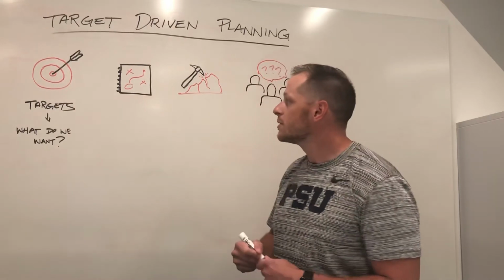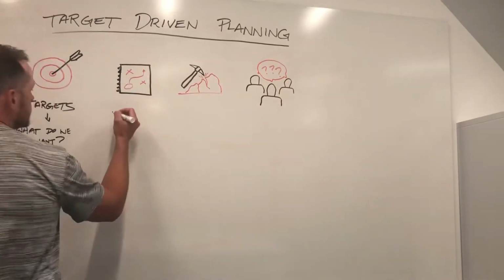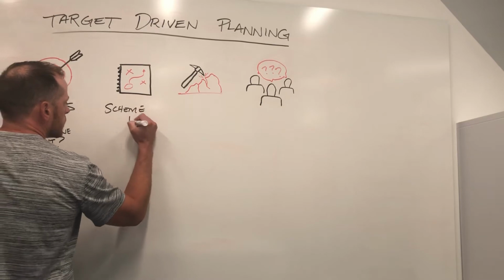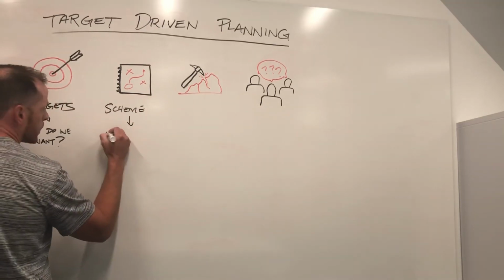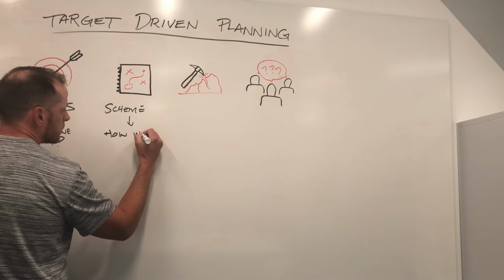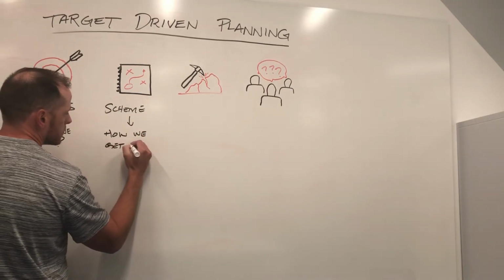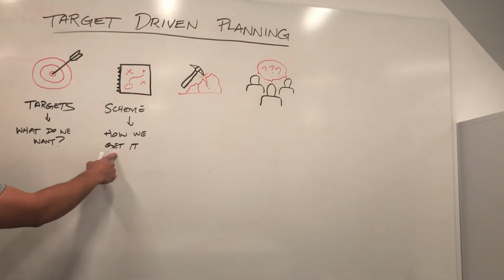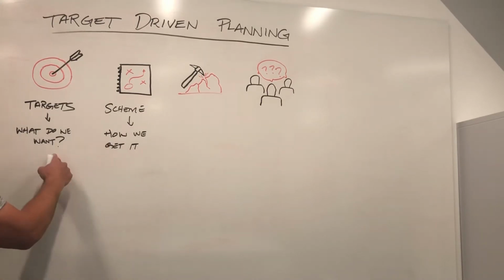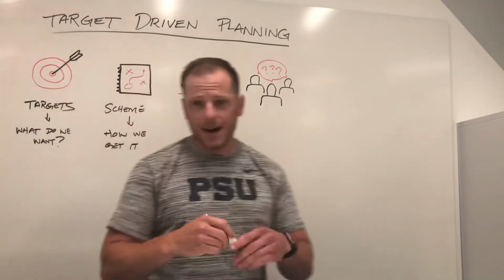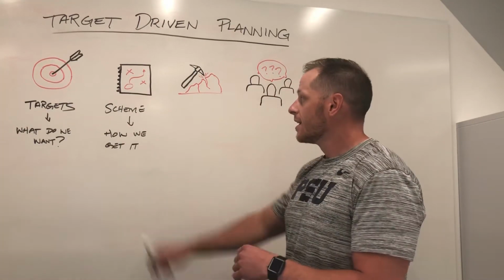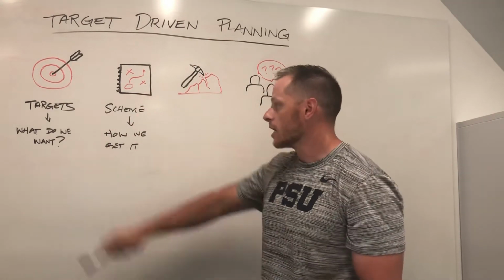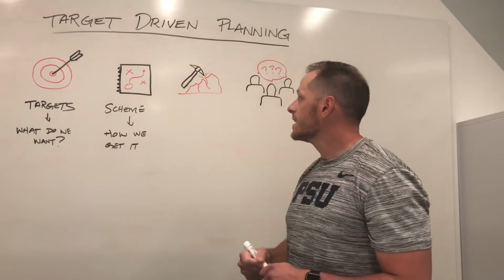Step 2 is going to be our scheme. We like to think of this as, how are we going to get it? So we've determined what we want. The scheme is our plan, basically, of how we get what we want. If you close your eyes and picture a plan in your head, the scheme is probably going to be the biggest part of that plan. So we've gone over what do we want, and how do we get it.